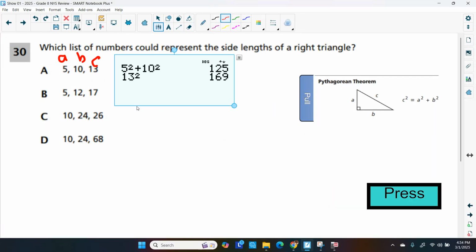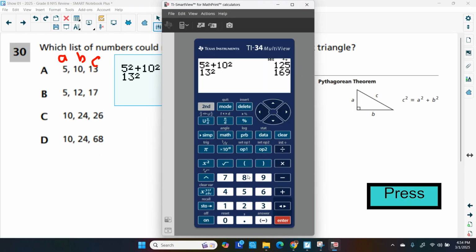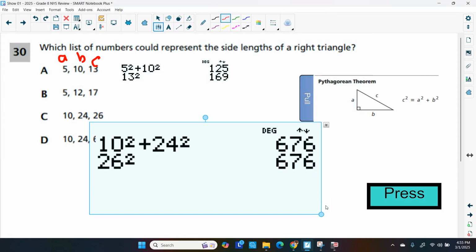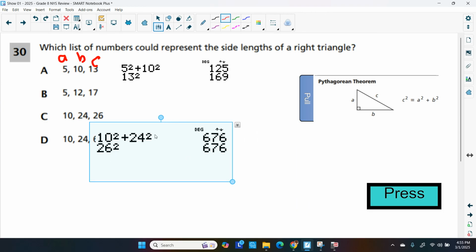So I'm not going to play around with this. Let me get to my calculator and clear this out. Let's try 10 squared, we're trying to see now, plus 24 squared, that equals 676. So let's try 26 squared and see if that equals 676, and lo and behold, yes it does. So that was the one that worked out for us.